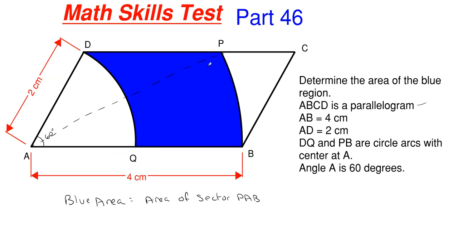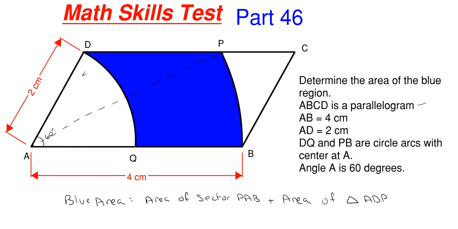And then with this line going from A to P, we also have a triangle forming here from A, D, and P. So we would also have to find the area and add that to the circle area. So we would have to find the area of our triangle ADP. So that would give us this total area here.